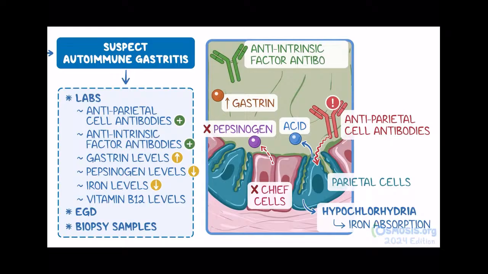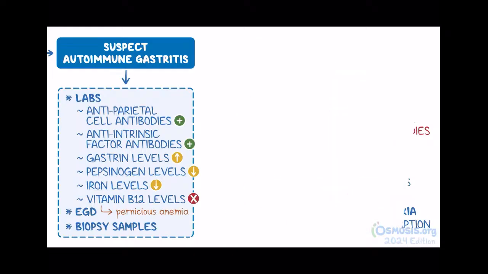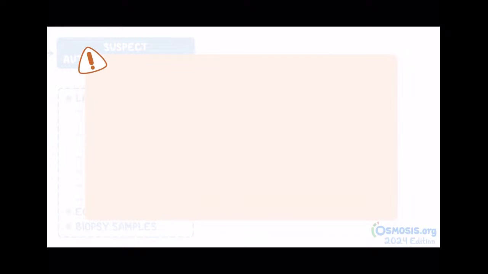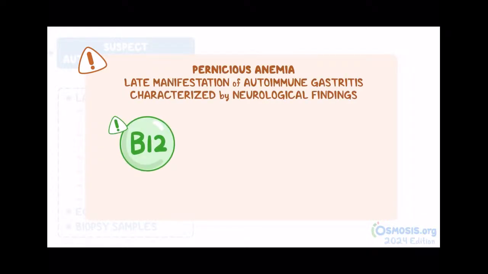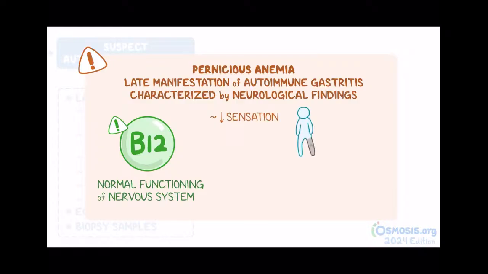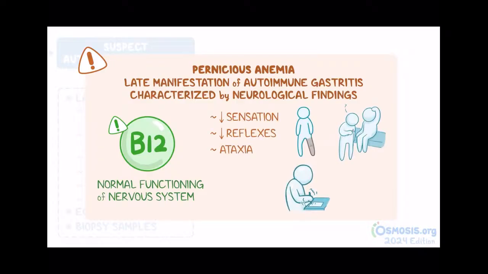Finally, if anti-intrinsic factor antibodies are positive, there will not be enough intrinsic factor, which will result in impaired vitamin B12 absorption and pernicious anemia. Now, here's a high-yield fact to keep in mind. Pernicious anemia is a late manifestation of autoimmune gastritis, characterized by neurological findings because vitamin B12 is crucial for normal functioning of the nervous system. These patients will often present with clinical features like decreased sensation, diminished reflexes, ataxia, and a positive Romberg test.